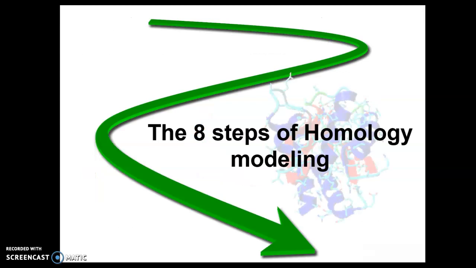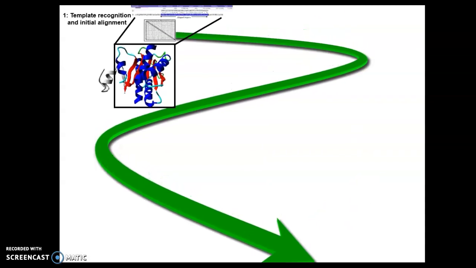To explain in easy ways, the entire homology modeling can be divided roughly into 8 steps. First is the template recognition. And what do you mean by template? It is the completely solved structure which is there in the database. When you align it, that forms the fundamental basis of developing a protein model.